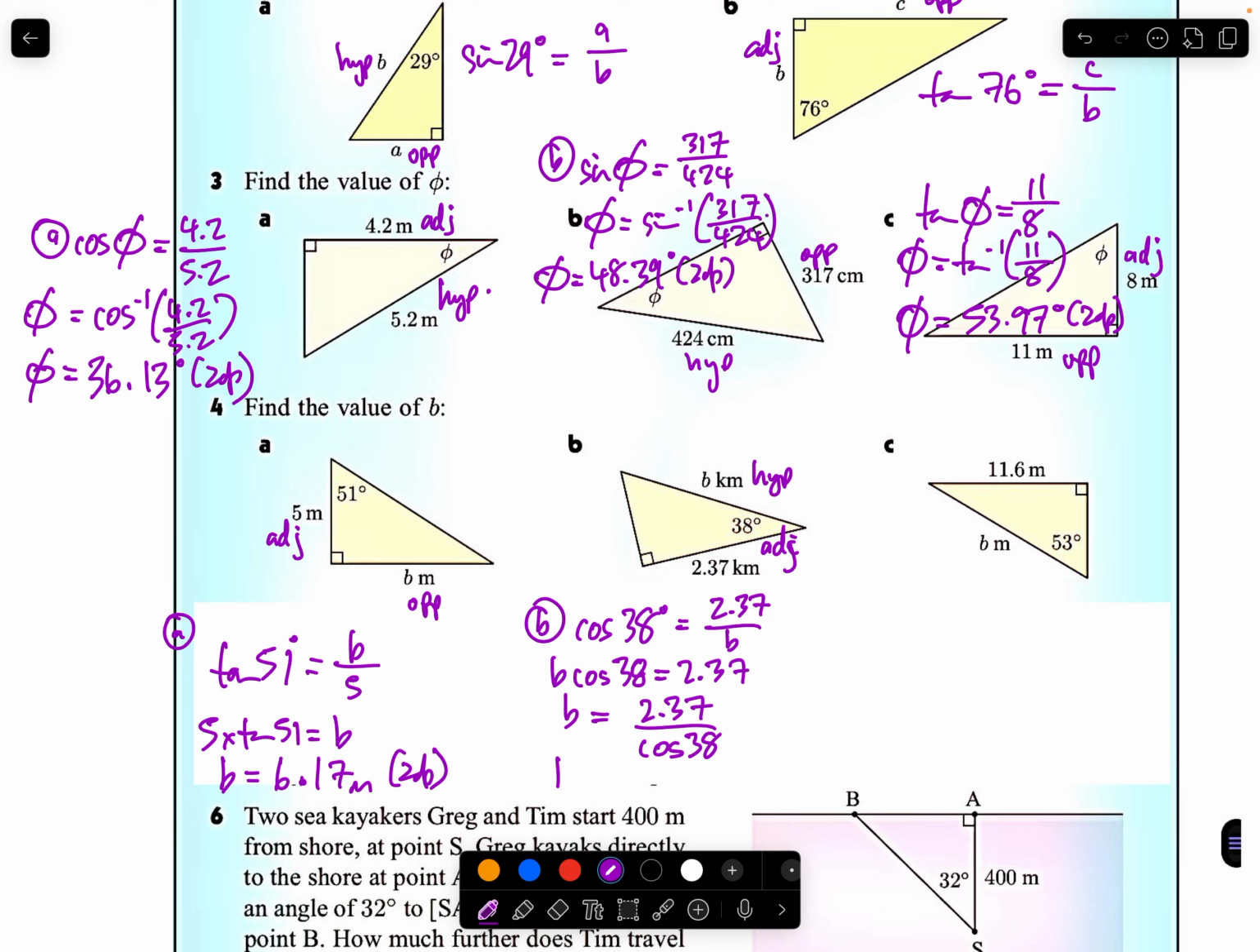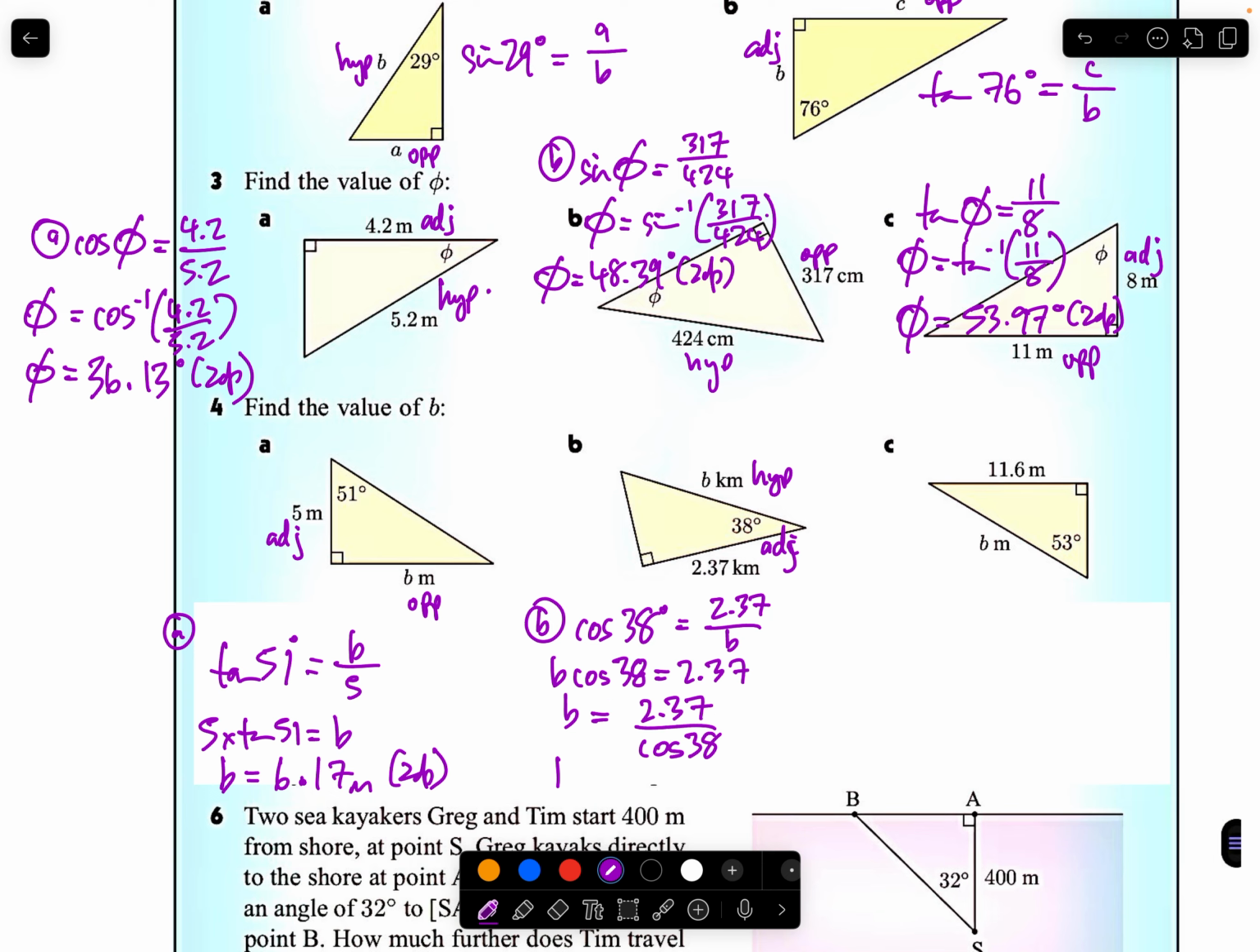And last one, C. Hypotenuse, opposite, sine 53 degrees is equal to 11.6 over B. Opposite of dividing by B is multiplying by B. B sine 53 equals 11.6. Opposite of multiplying by sine 53 is dividing by sine 53. So B will be 11.6 divided by sine 53, which is 14.52 meters rounded to 2 decimal places.